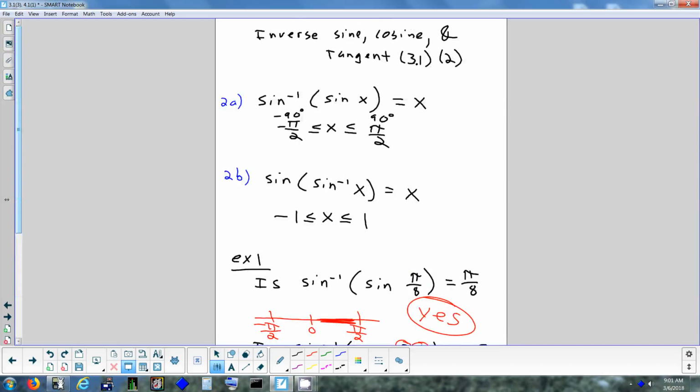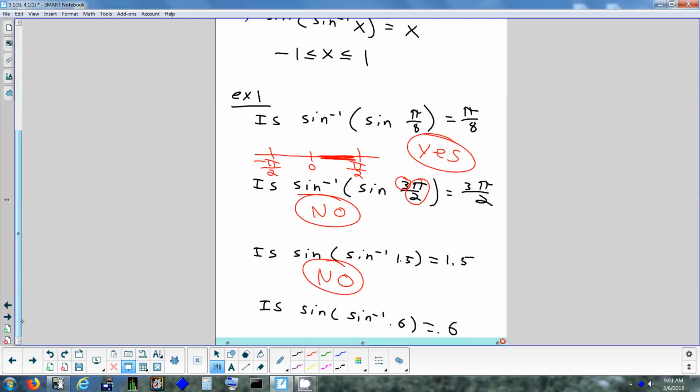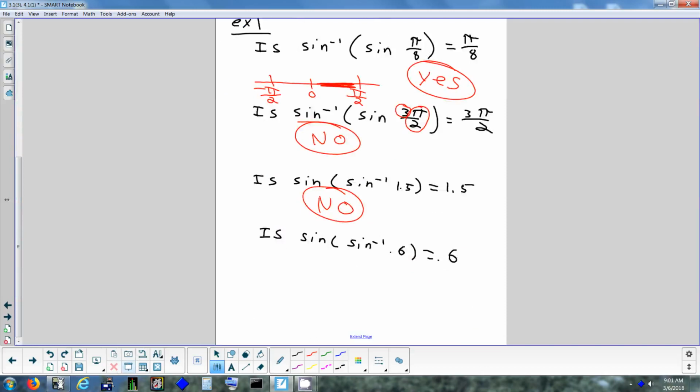So inverse is on the inside. We're looking to see, are we between negative 1 and 1? I look at the number I plugged in, 0.6, and the answer is yes. 0.6 is between negative 1 and 1.